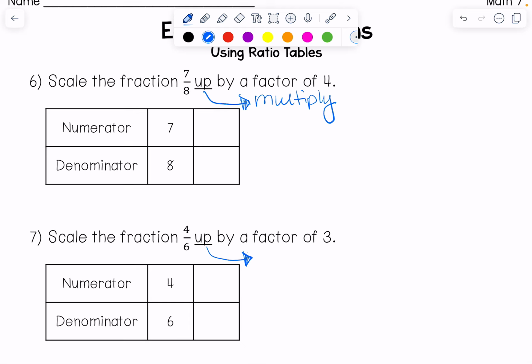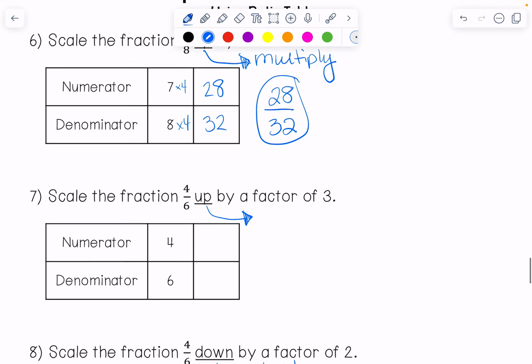So 7/8, if I'm scaling up by a factor of 4, that means I want to multiply both of these by 4 to find my equivalent fraction. So 7 times 4 is 28, 8 times 4 is 32, which means that 28 32nds would be an equivalent fraction that's scaling 7/8 up by a factor of 4.